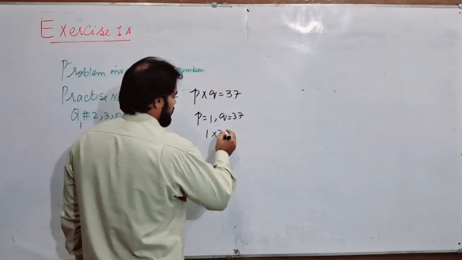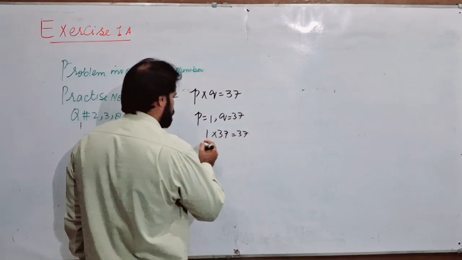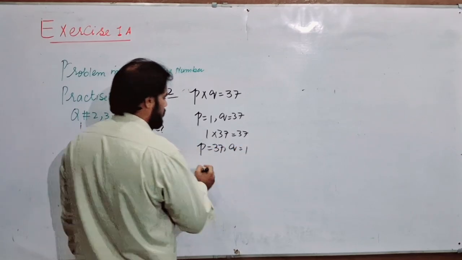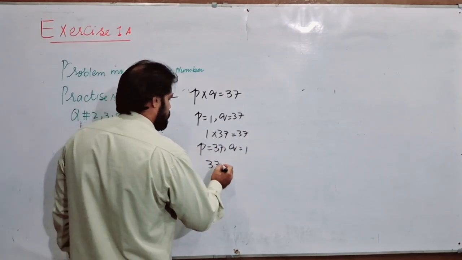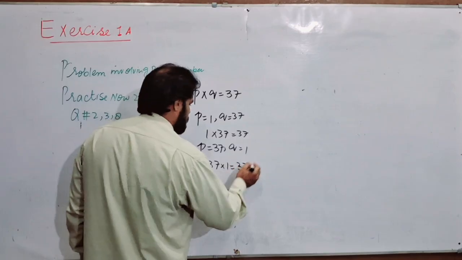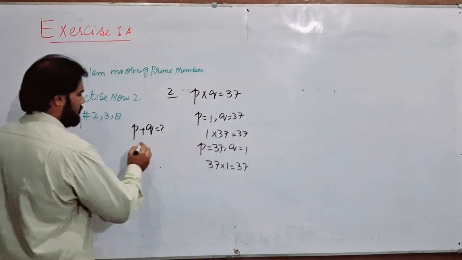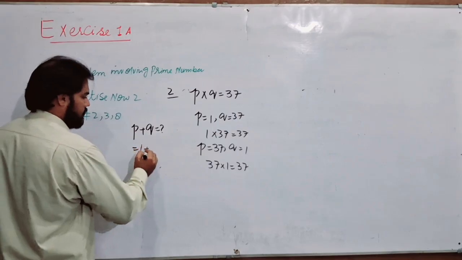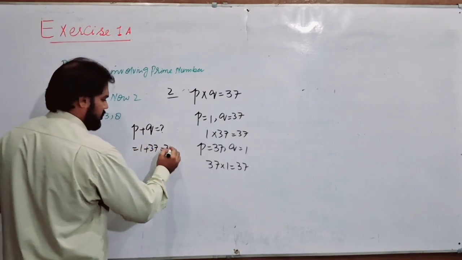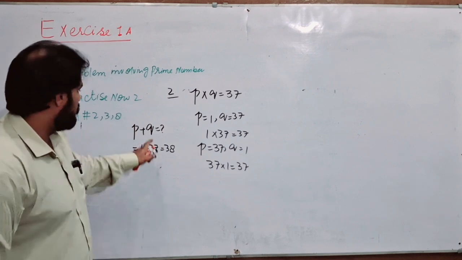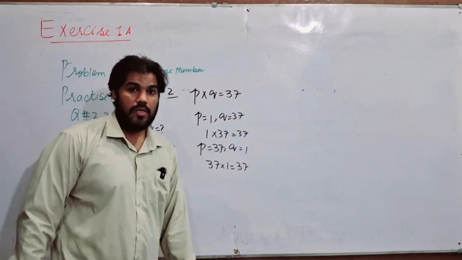1 into 37, this is equal to 37. Or you can take P is equal to 37 and Q is equal to 1. Again 37 into 1, this is equal to 37. So in either case your sum P plus Q is equal to 1 plus 37, this is equal to 38, or 37 plus 1, this is also equal to 38. So your sum is 38.